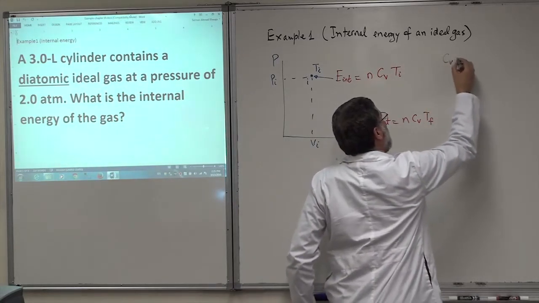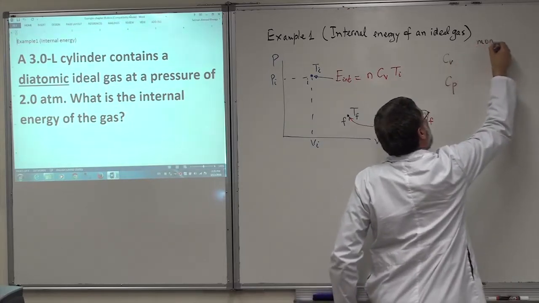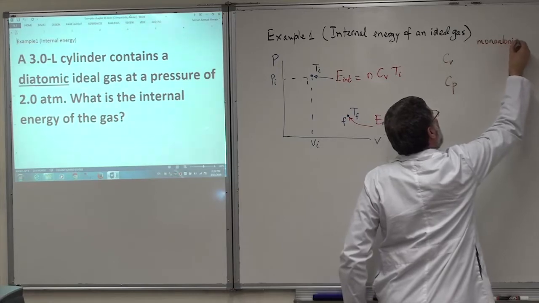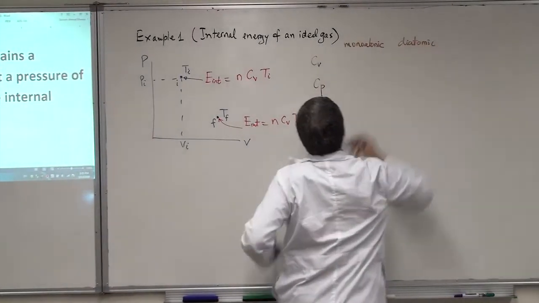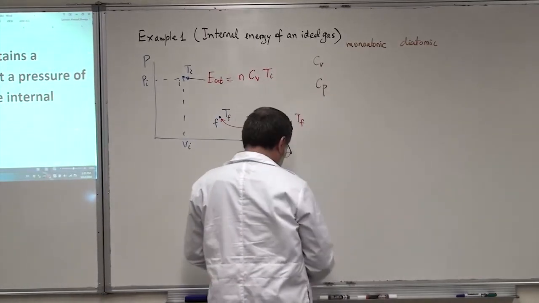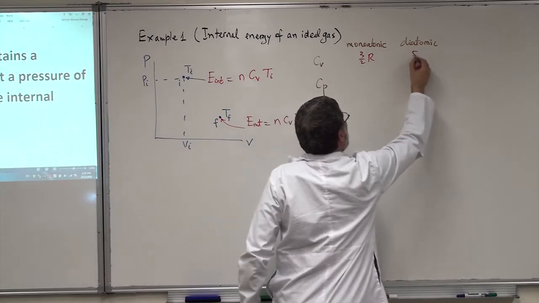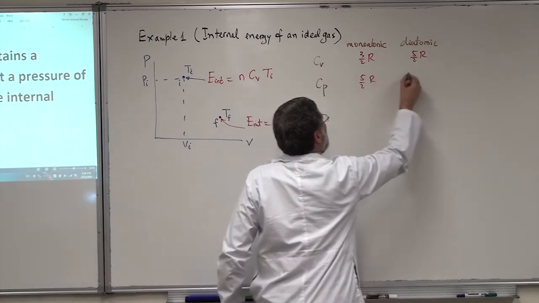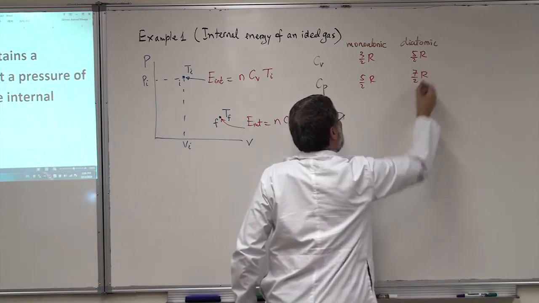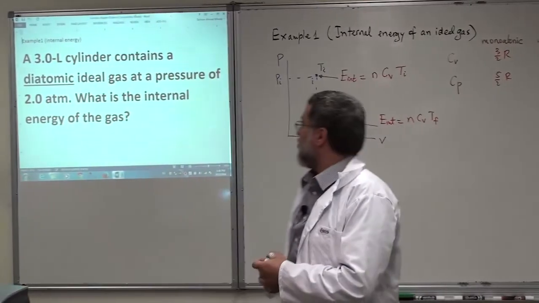So C_V and C_P for a monatomic gas and diatomic gas. Remember, C_V is given by 3/2 R for monatomic, and C_P is 5/2 R. For diatomic, C_V is 5/2 R, and C_P is 7/2 R. This is like a review of what we have seen before in the previous videos.